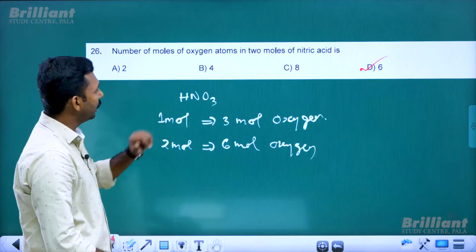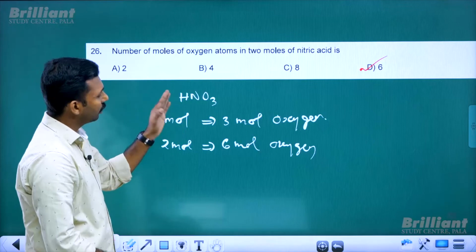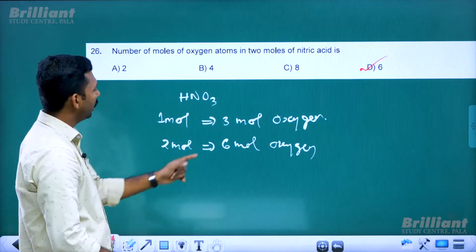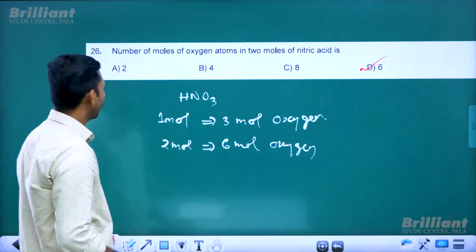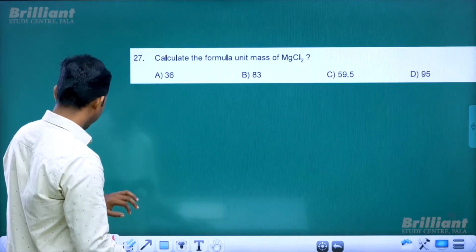If they are asking hydrogen, 2 mole will be there. Nitrogen, 2 mole will be there. So here it is oxygen. So 6 mole. Okay. Going to 27th question.